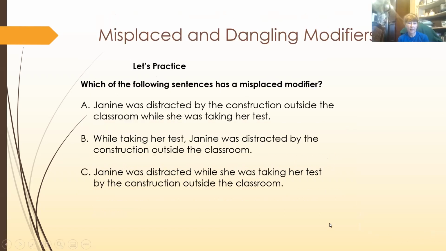We might have an adjective dependent clause all in the same sentence. Right. So which of the following sentences has a misplaced modifier? Okay, so Jane was distracted by the construction outside the classroom while she was taking her test. While taking her test, Jane was distracted by the construction outside the classroom. Janine was distracted while she was taking her test by the construction outside the classroom. I think B is none.